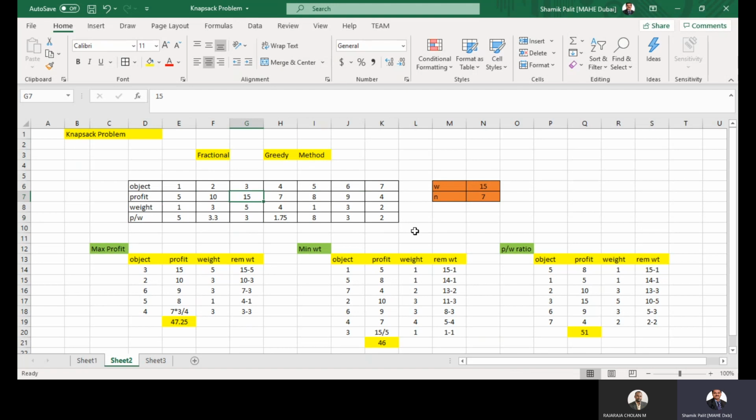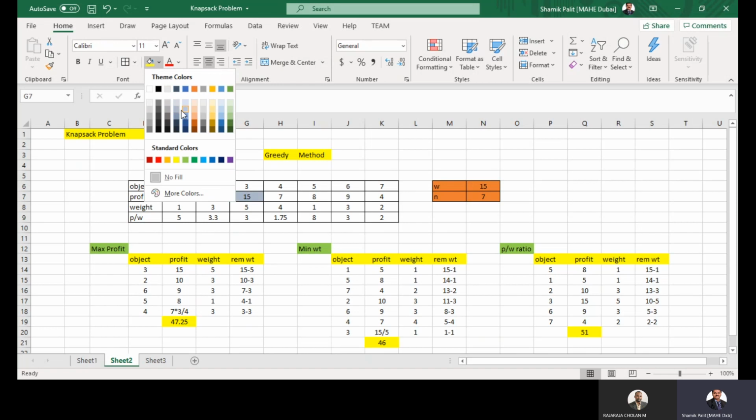We will keep on selecting one profit at a time. One profit at a time means one weight at a time, which you can keep inside your bag, and you know that your bag size is 15. You cannot take more than 15. The moment we select one specific profit, suppose we have selected 15, we will mark it here with a different color.